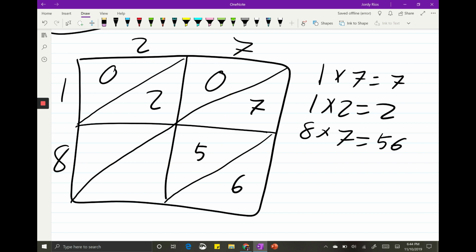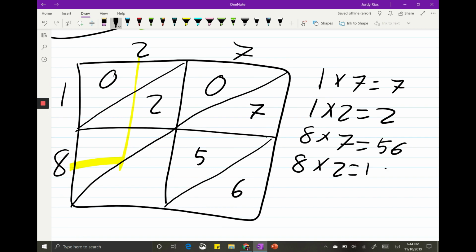Next one, 8 and 2. 8 times 2, I know that's going to be 16. Again, I put a 6 in my ones and a 1 in my tens place area.